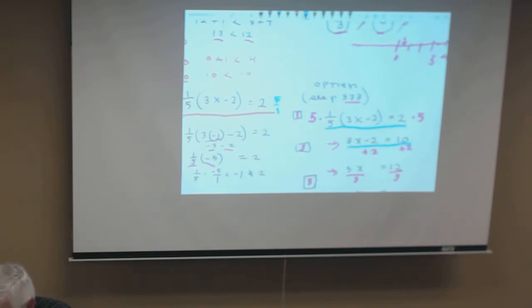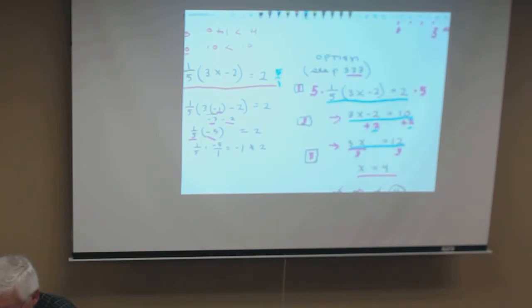Now I've got 3x minus 2 is 10. To simplify that, I just add 2 to both sides, and I get 3x equals 12. I'm almost home. So I divide by 3, and I end up with x equals 4.